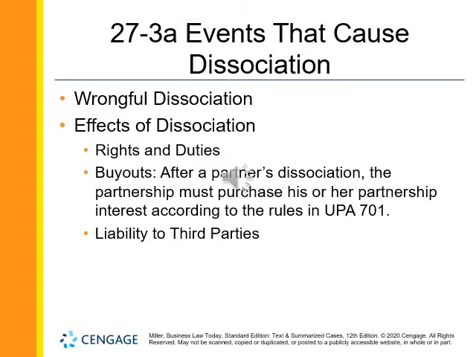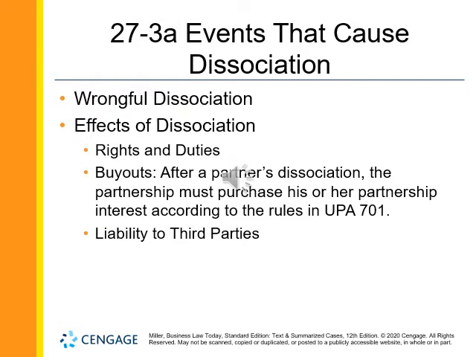After a partner's dissociation, the partnership must purchase his or her partnership interest. The buyout price, the amount payable to a partner on his or her dissociation from a partnership, is based on the amount distributable to that partner if the partnership had been wound up on that date and offset by any damages for wrongful dissociation.